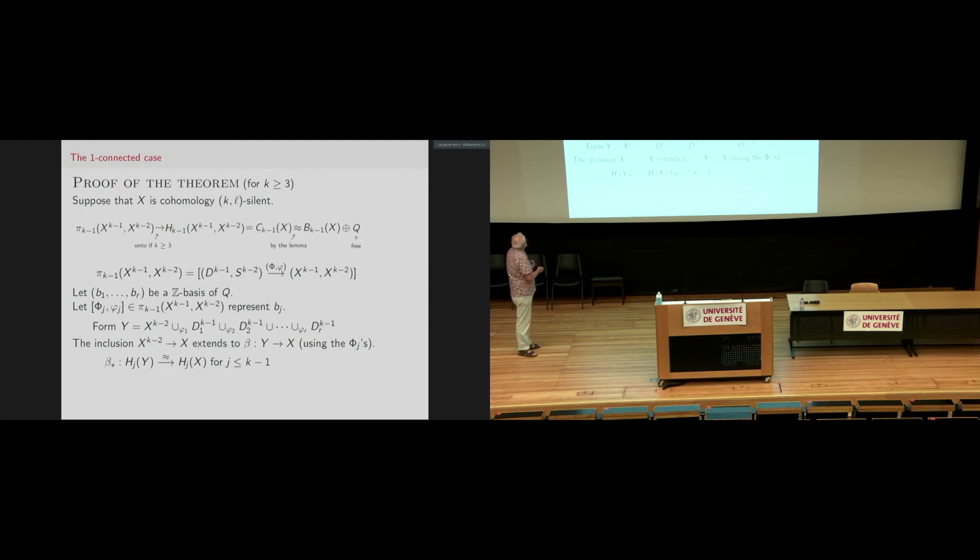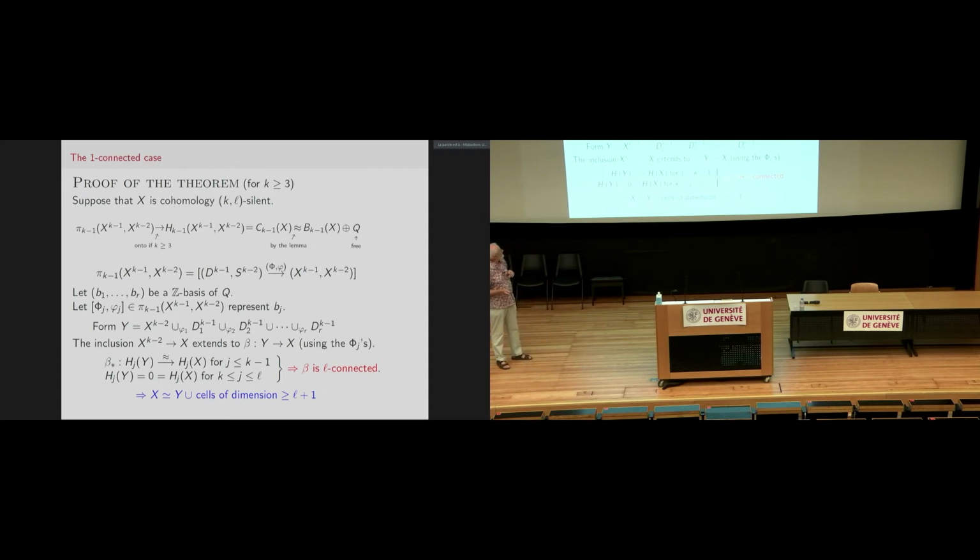But then what about the next homology? By the lemma, we proved that this is 0 if it is cohomology silent till l. And of course, Y is k minus 1 dimensional, so it's 0. So the map is highly connected. It is l-connected. And it's very classical that if you have an l-connected map, you can make a homotopy equivalence by adding cells of higher dimension. So that's the proof of the simply connected case.